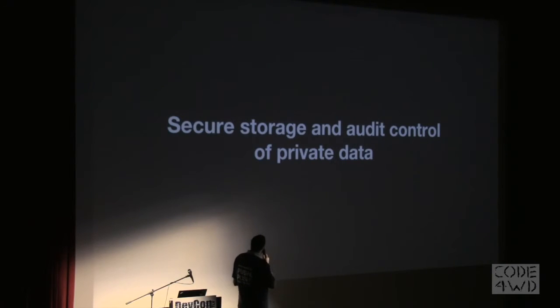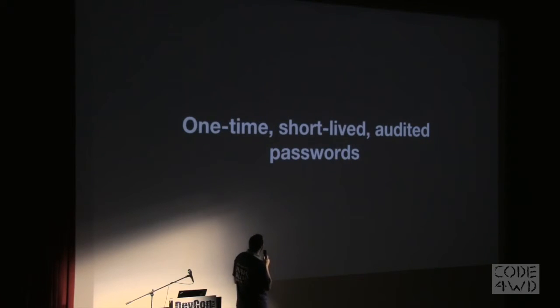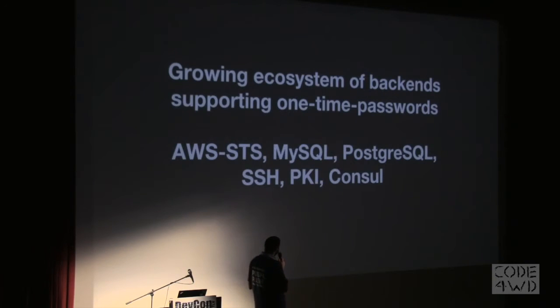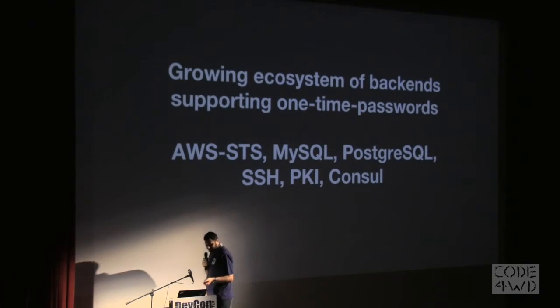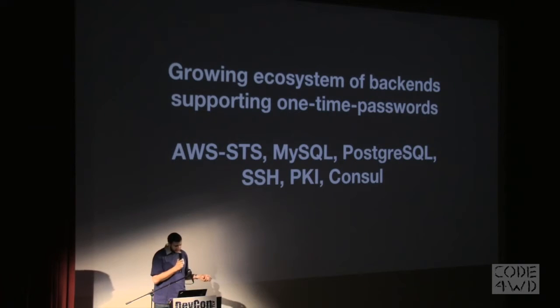So Vault gives us secure storage and audit control for our private data, and it tries to do that by using one-time, short-lived, and audited passwords. There's a growing ecosystem of backends that will support these one-time audited passwords. So we have AWS STS, we have MySQL, we have PostgreSQL, we have SSH.